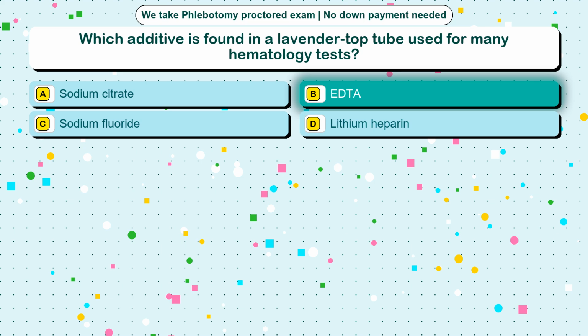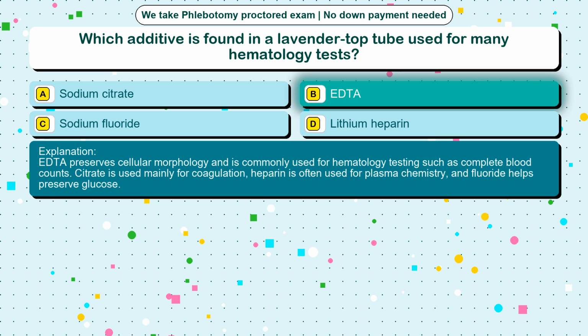EDTA. EDTA preserves cellular morphology and is commonly used for hematology testing such as complete blood counts. Citrate is used mainly for coagulation, heparin is often used for plasma chemistry, and fluoride helps preserve glucose.